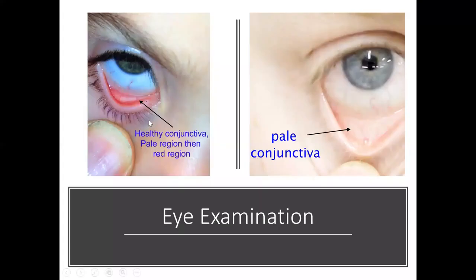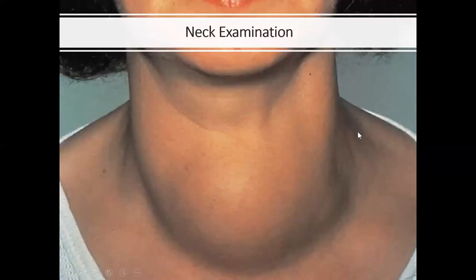Okay, and then we look at the eyes, and here we look at the conjunctiva. This is a normal conjunctiva, and you can see that the redness is normal, while looking at here, there is anemia because it is pale, and this may indicate anemia. Here, this is one of the physical signs of iodine deficiency, which is goiter and hypothyroidism.